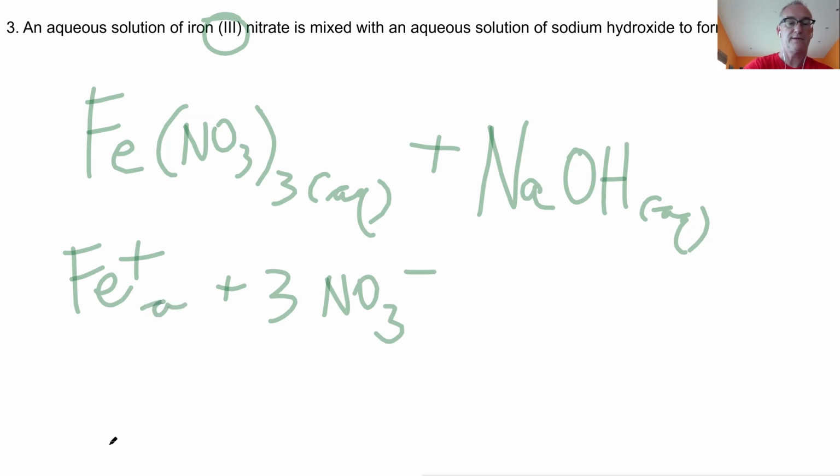Excuse me, both in Fe is 3 plus, right? Oh, right. Yeah. So that is now in solution, and I have 3 moles of nitrate ion in solution. That's what that means. So if my concentration of iron 3 nitrate is 1 molar, what's the concentration of iron ions in solution?